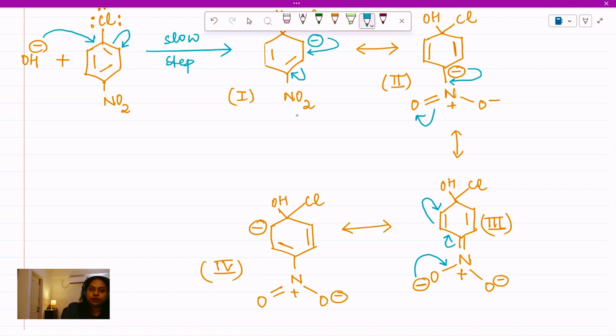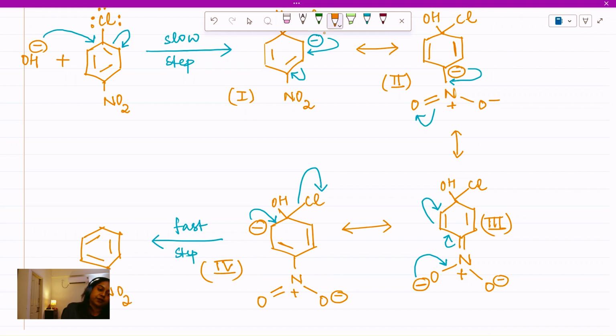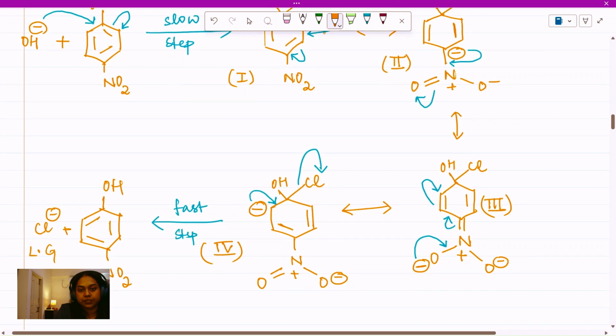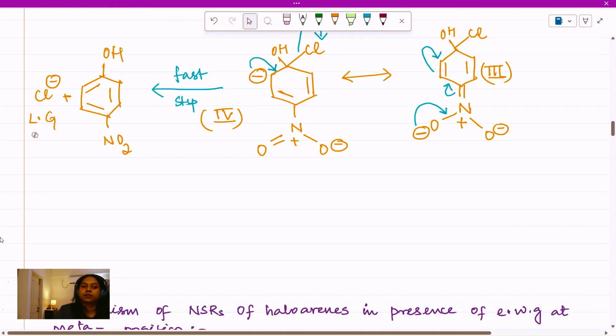And now we can conclude it by moving the negative charge here, making it a double bond, and throwing out the chlorine to complete our nucleophilic substitution reaction. This step is a fast step, and the product that you get here would look something like this. Double bonds are inverted now. This is your NO2 group. Here you have OH plus Cl minus as your leaving group, right? Leaving ion, leaving group. Got this? Okay.